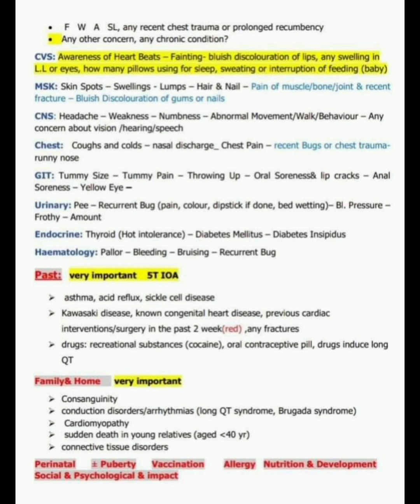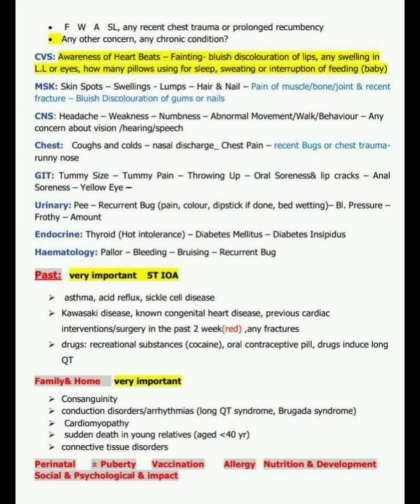Then in the systemic review we will ask, for CVS, awareness of the heartbeats, fainting, any bluish discoloration of the lips, any swelling in the eyes, how many pillows used for sleep, sweating or interruption of feeding in babies. Musculoskeletal, we ask about any skin spots, any swelling, any lumps, hair and nail, pain of the muscle or bone or joint or any recent fracture, bluish discoloration of the gums or nails. CNS, we will ask about any headache, weakness, numbness, abnormal movement or any abnormal walk or behavior, any concern about vision, hearing or speech.